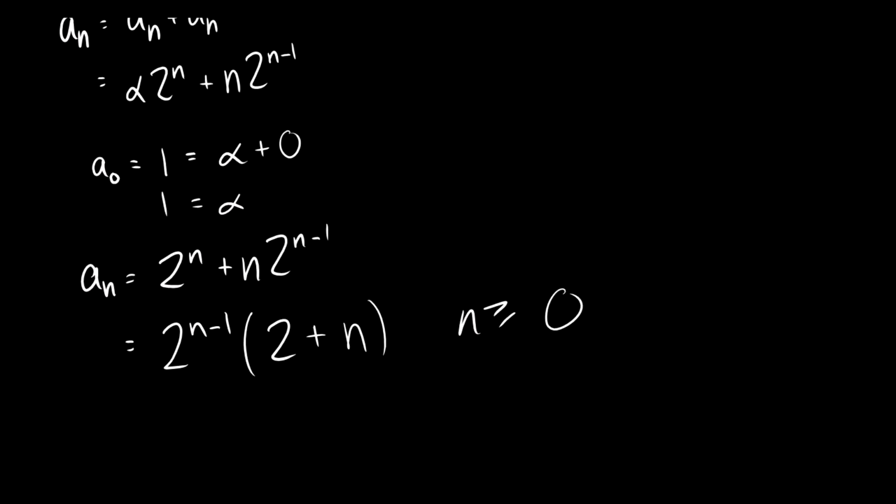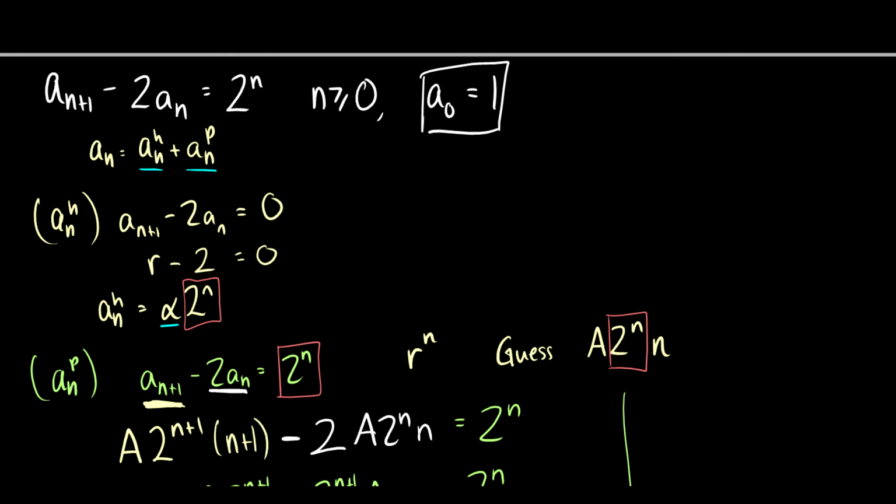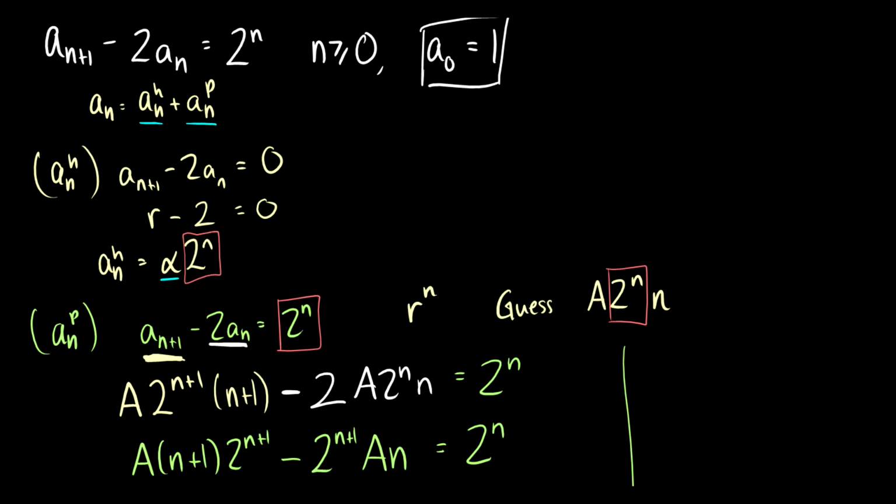So we could test some numbers out if we want. What do we know here? So let's get a list of numbers going. So a1 minus 2a0 has to equal 2 to the 0, which is 1. So that means that a1 minus 2 is equal to 1. So a1 has to be 3. Okay, then that means that a2 minus 6 has to be equal to 2. So a2 has to be equal to 8.